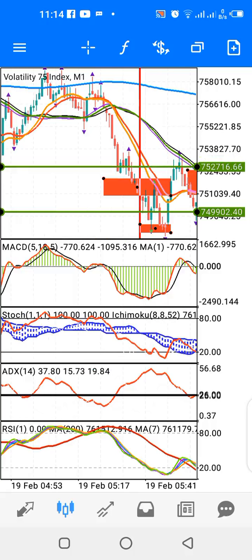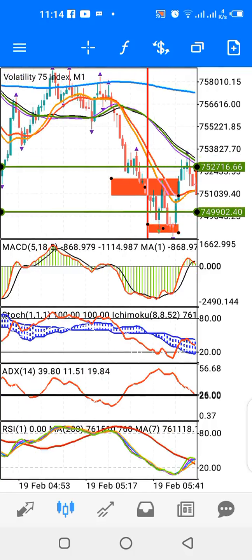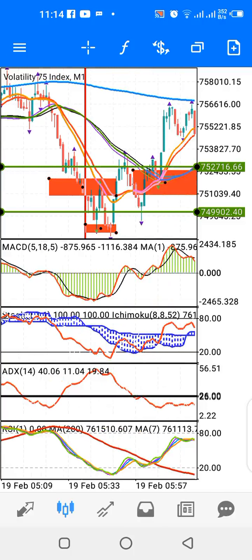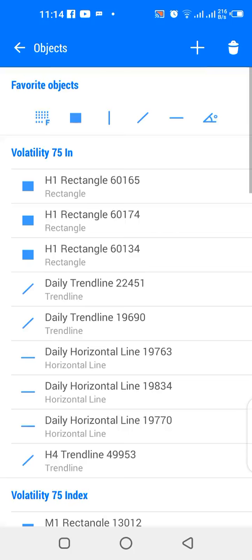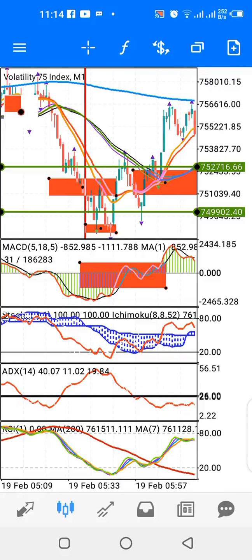So that's that for the main chart. Let's quickly go to how you can use the signal generated on indicator window 1 to trade Volatility 75 Index using this strategy. Now these are indicator window 1. All right, it's simple.